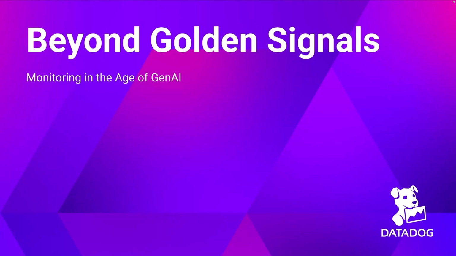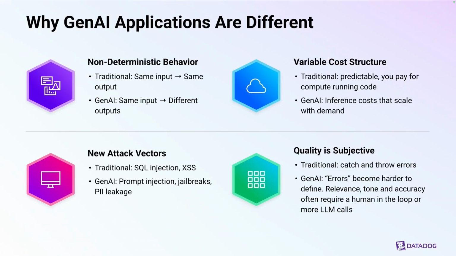Welcome to Beyond Golden Signals, monitoring in the age of generative AI. What makes GenAI applications fundamentally different from the traditional software we've been monitoring for decades? There are four key shifts. The first is non-deterministic behavior. The second is the variable cost structure. Third, we're facing new attack vectors. And finally, quality is subjective.